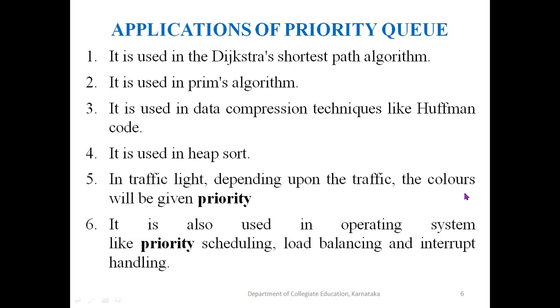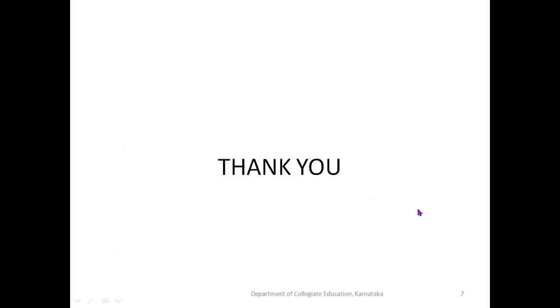Some of the applications of the priority queue are that it is used in Dijkstra's shortest path algorithm and in Prim's algorithm. Also, it is used in data compression techniques like Huffman's code, in heap sort, and in traffic lights, where depending on the traffic, the colors are given the priority. It is also used in operating systems for priority scheduling, load balancing, and interrupt handling. So these are some of the applications which you have seen.